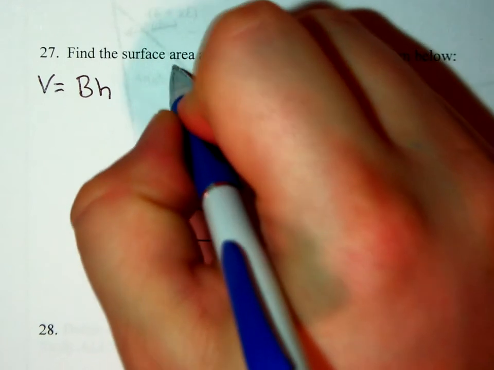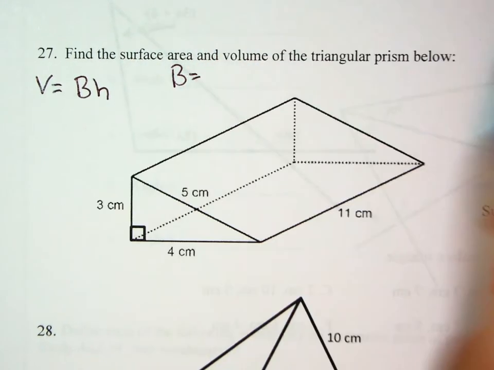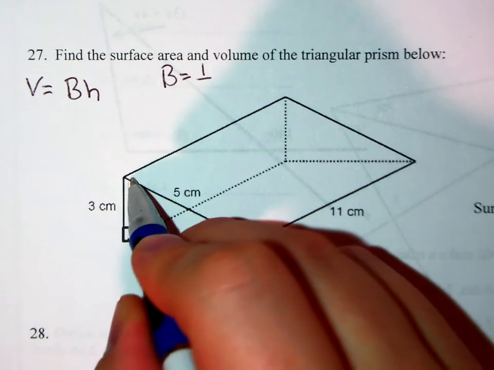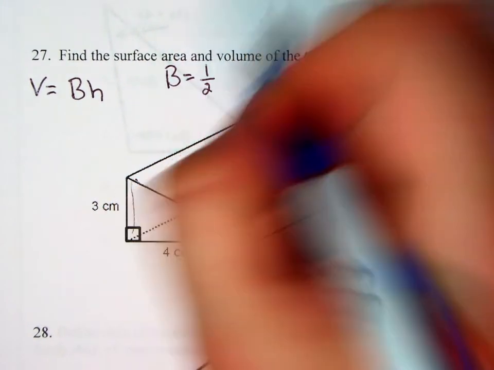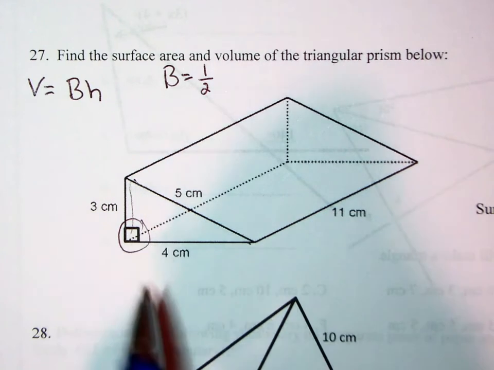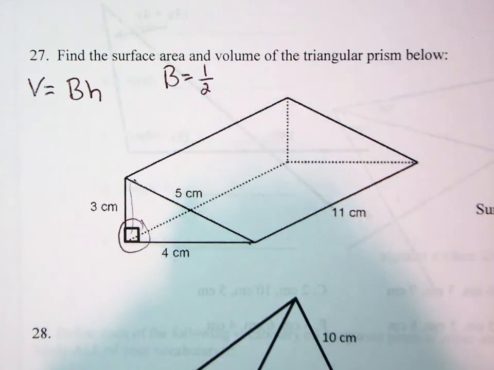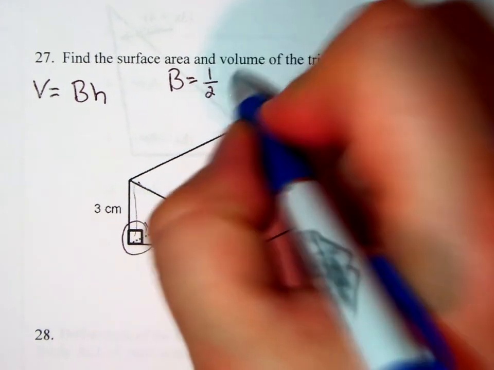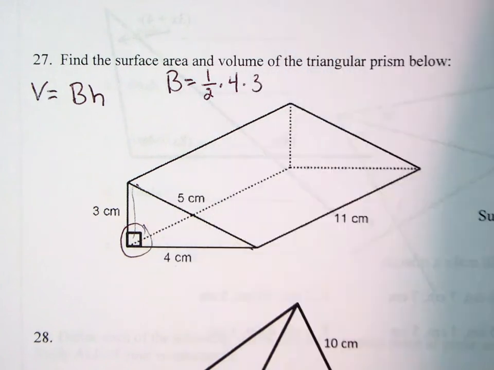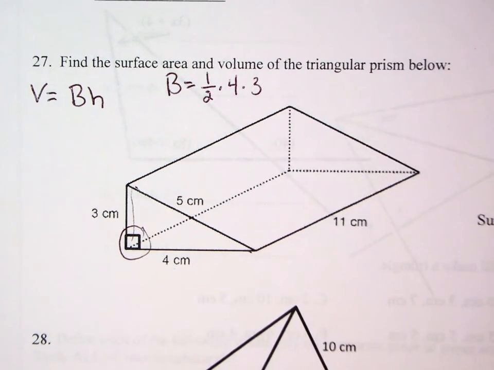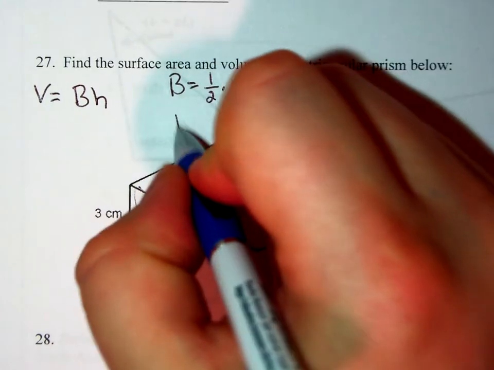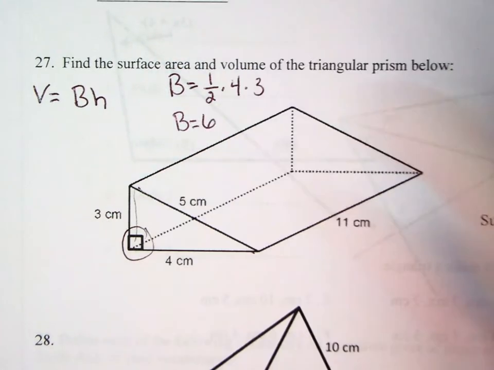And I want to first find the area of the base. So the base being a triangle in shape is going to be 1/2 the base of the triangle. And remember, we use that right angle to identify the two side lengths of the triangle. So 1/2 times 4 times 3. 4 times 3 is 12 times 1/2. B equals 6.